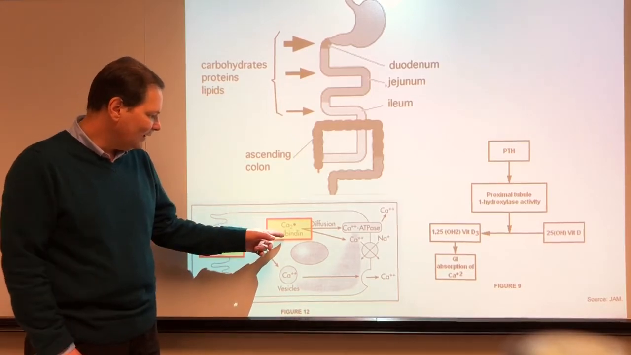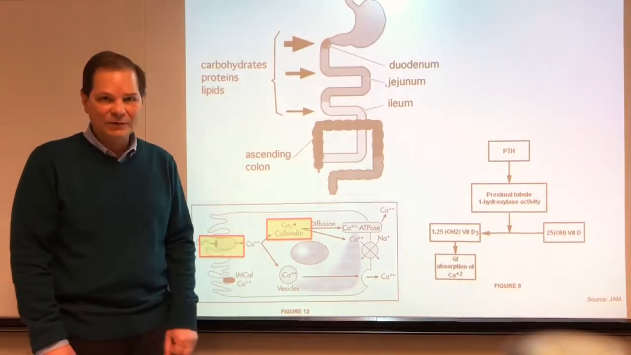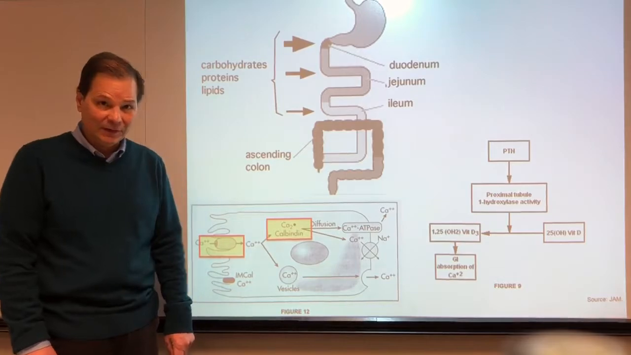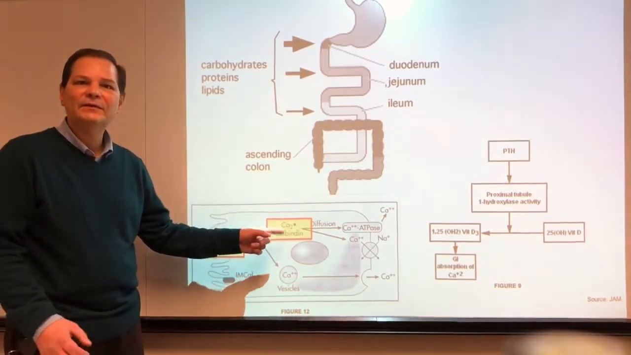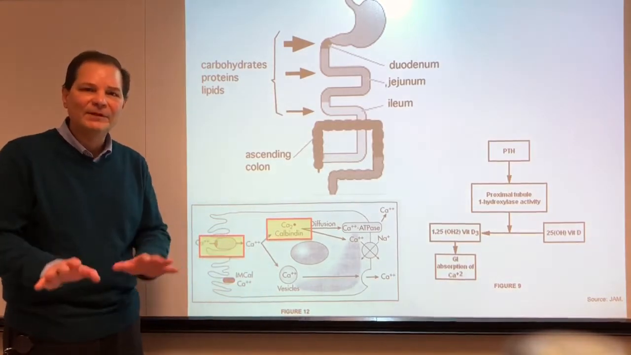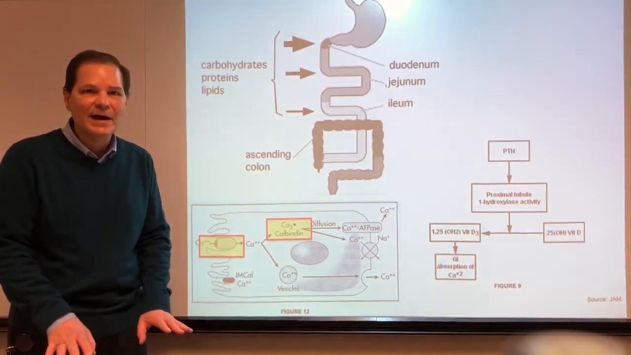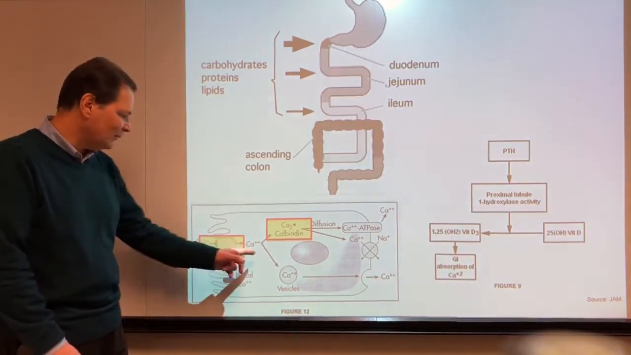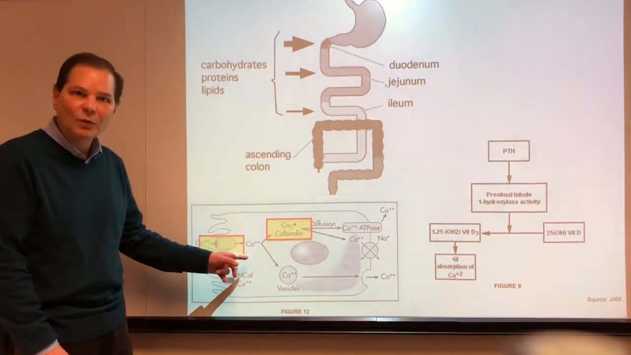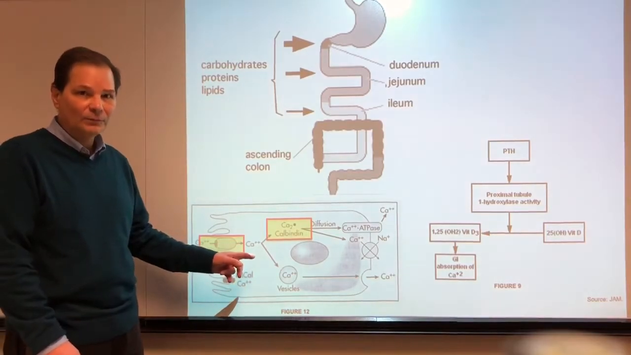First of all, it can bind to calbindin, which is a calcium binding protein. So the calcium comes in, and by binding it immediately to a binding protein, you keep the free calcium concentration down in the cell. That does two things. It maintains this gradient, so that calcium will continue to come in. It keeps free calcium low.